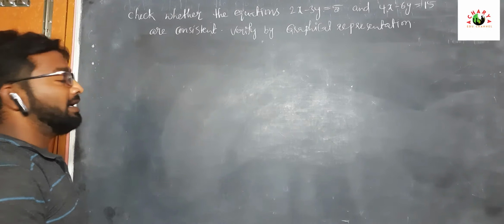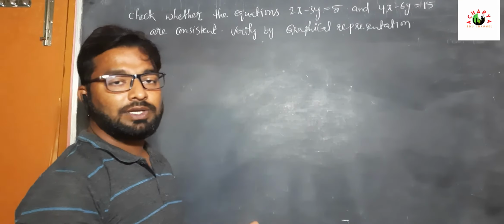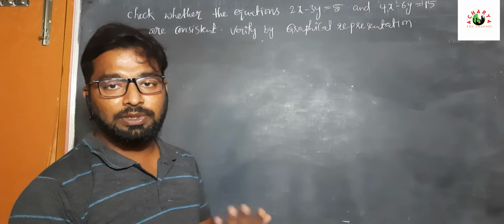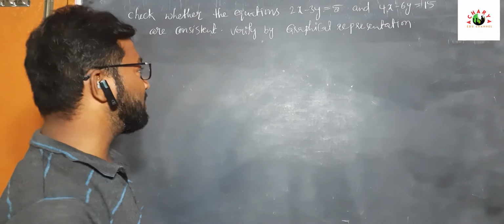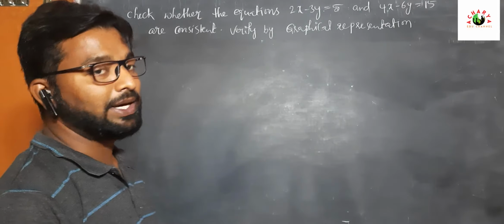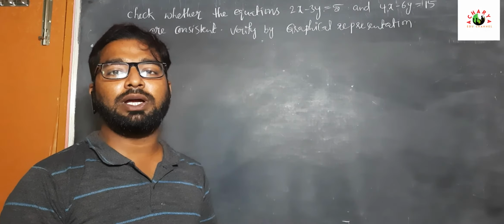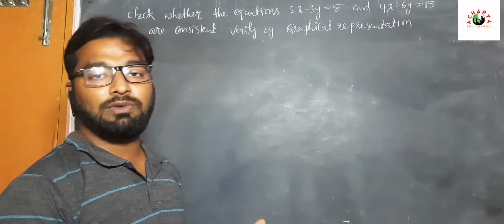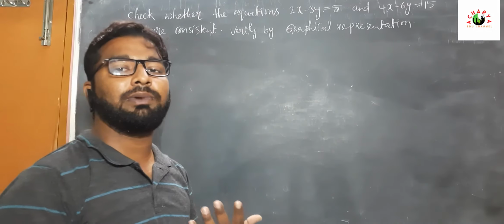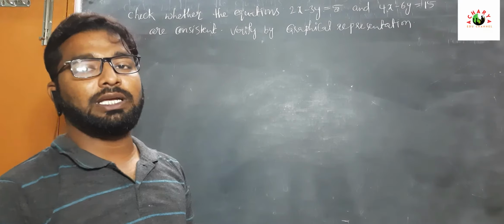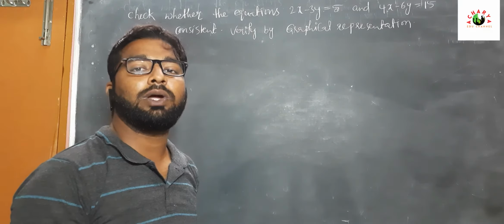Already we know some conditions. If a1 by a2 does not equal b1 by b2, the equations represent intersecting lines. If a1 by a2 equals b1 by b2 does not equal c1 by c2, those equations represent parallel lines. If all are equal, a1 by a2 equals b1 by b2 equals c1 by c2, the given pair of linear equations represents coincident lines.